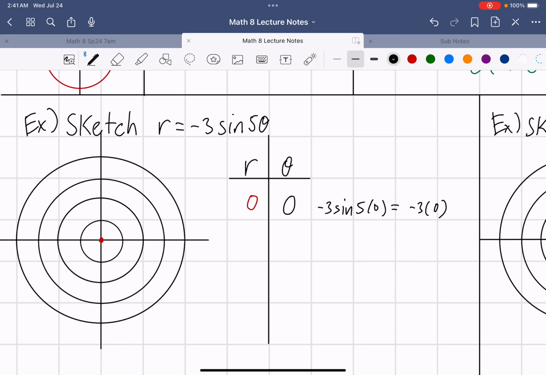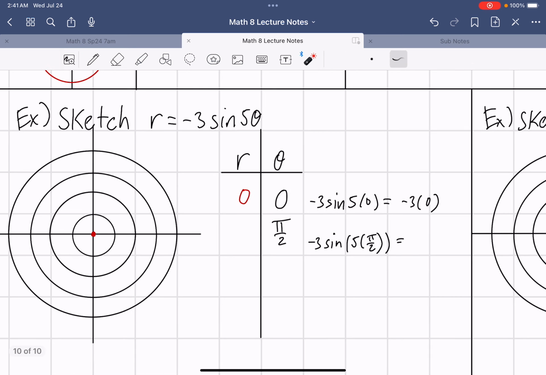So let's start with pi over 2. Pi over 2, so negative 3 times sine of 5 pi over 2. Now be careful, because I am facing upward, or in this direction right now, right? Because I'm rotating pi over 2. Now the value I'm going to get is going to end up becoming 5 pi over 2. But that doesn't mean that's the position I'm looking at. The position is still at pi over 2.